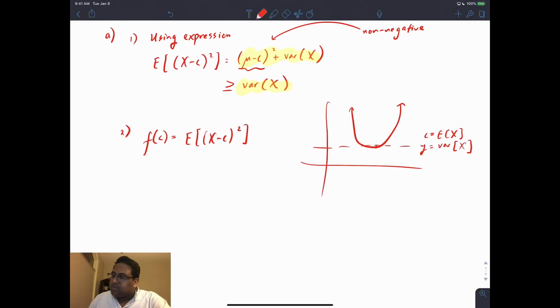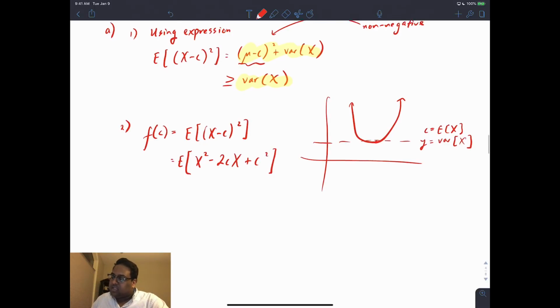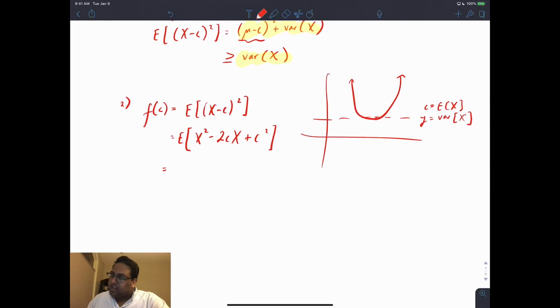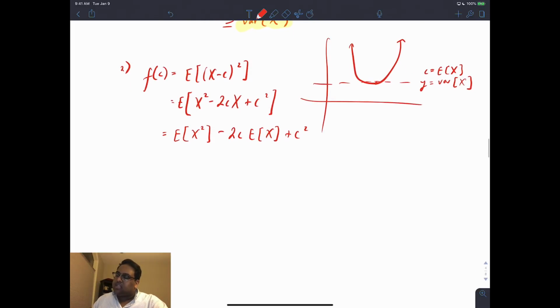So we can take the derivative with respect to c. So f prime of c is equal to, well, actually before that, let's simplify things a little. Okay, so we have the expectation of something minus something else squared. I can expand this out to x squared minus 2cx plus c squared. And remember, c is just some real number scalar constant. Now, using linearity of expectation, I can say this is the expectation of the square of x, minus 2c times the expectation of x, plus c squared. Because remember, c squared is just a constant, and the expectation of a constant is just itself.